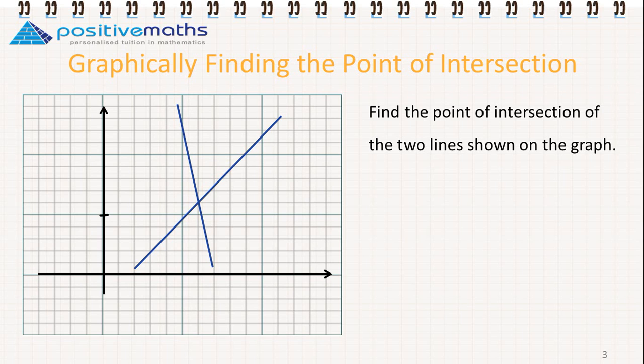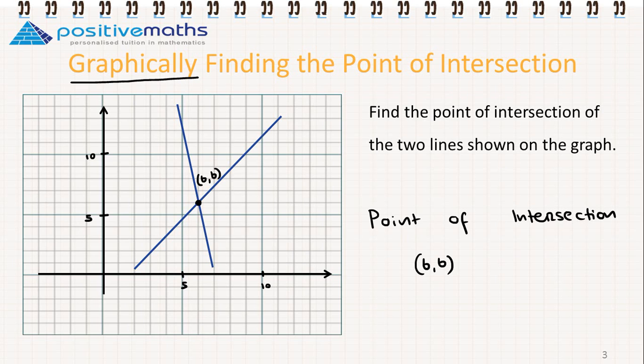If I mark in values on my y-axis and my x-axis, we'll find the values for the x and y coordinates. So the x coordinate is going to be 6 and the y coordinate is also 6. So our point of intersection is going to be (6, 6). That's finding the point of intersection graphically, so it's from the graph.